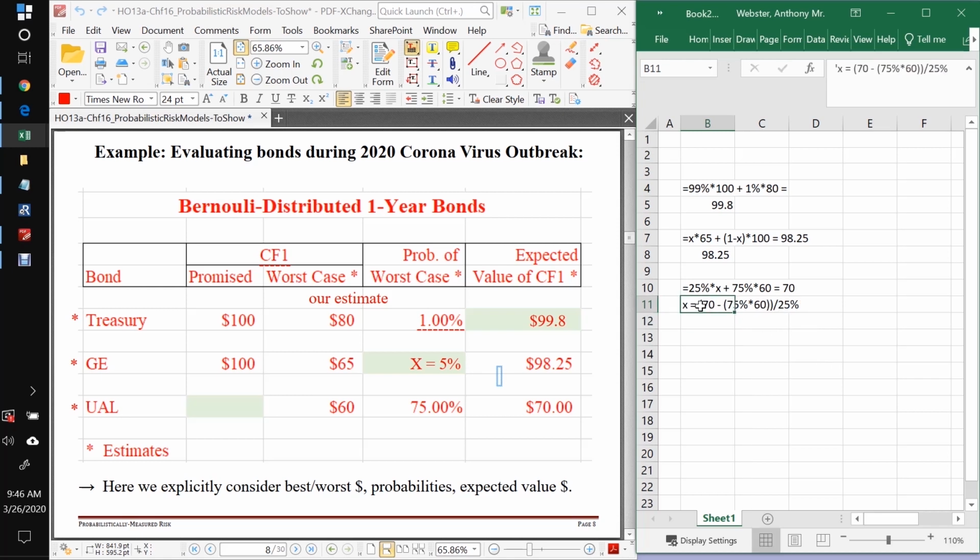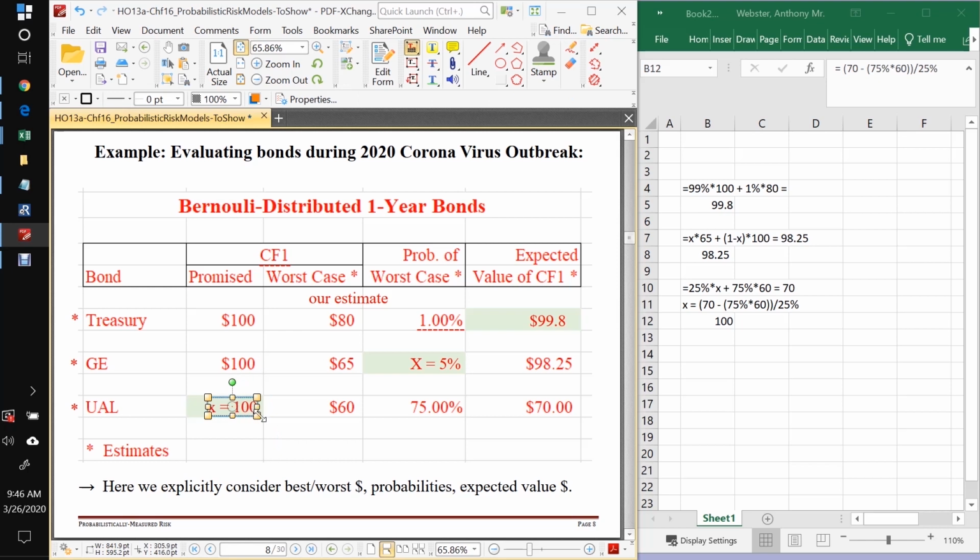And that looks good to me. And we'll go ahead and solve that. Okay, and indeed we get 100. So in this case, x equals 100. So this was $100 promised for cash flow one, same as the other two.